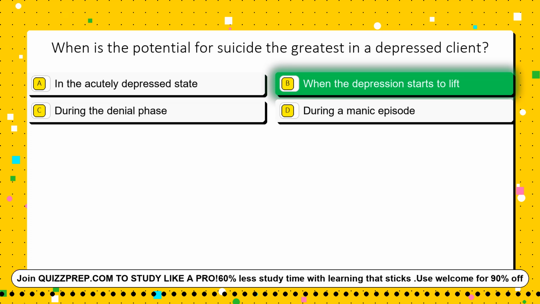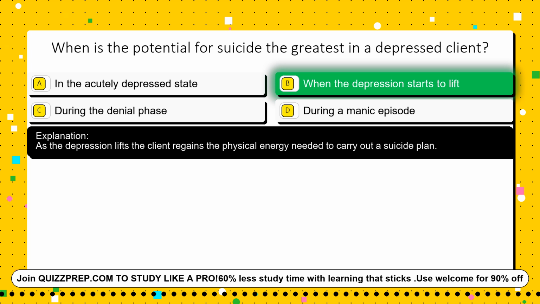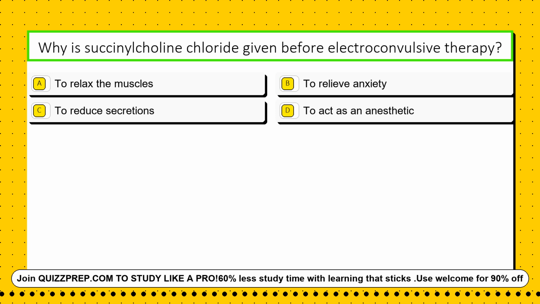The correct answer is option B, when the depression starts to lift. As the depression lifts, the client regains the physical energy needed to carry out a suicide plan. Question 75. Why is succinylcholine chloride given before electroconvulsive therapy?